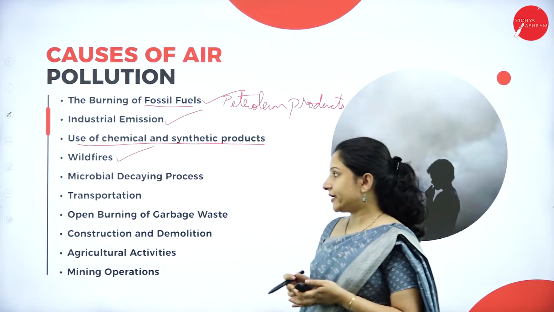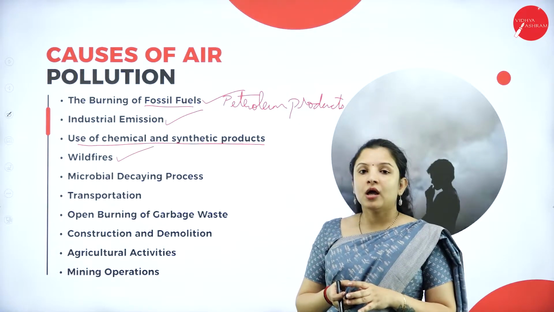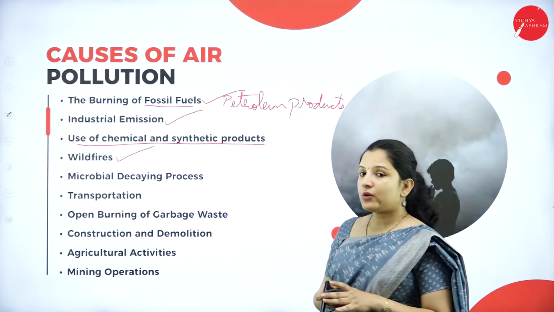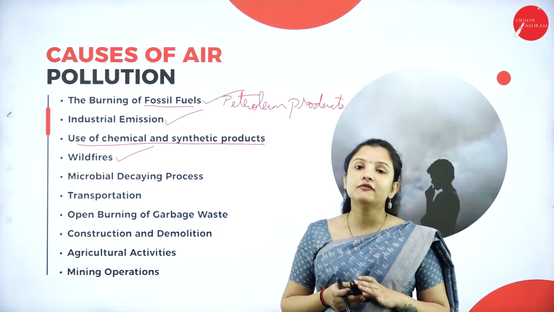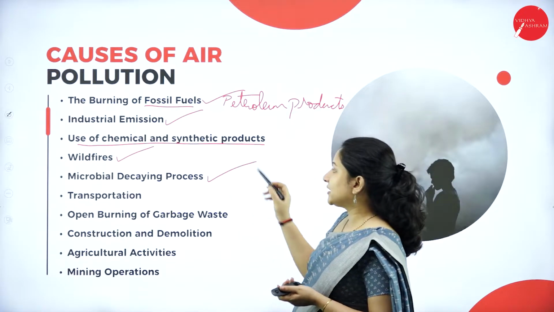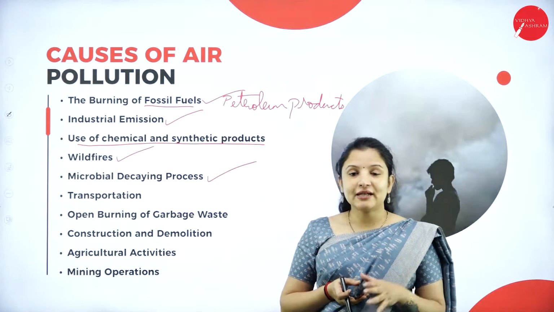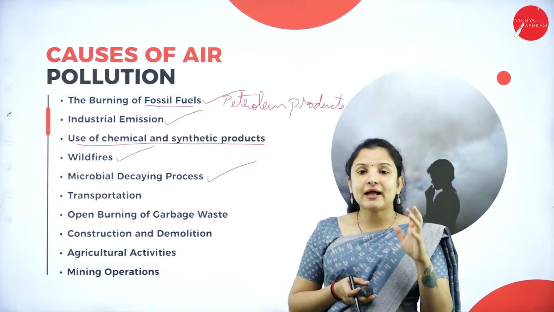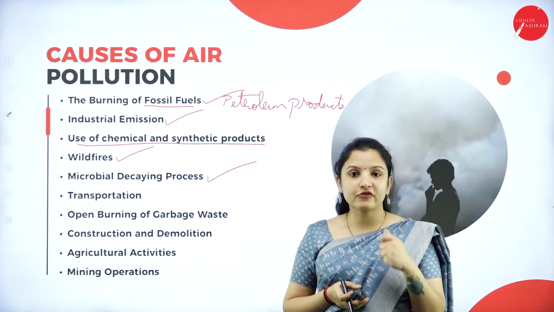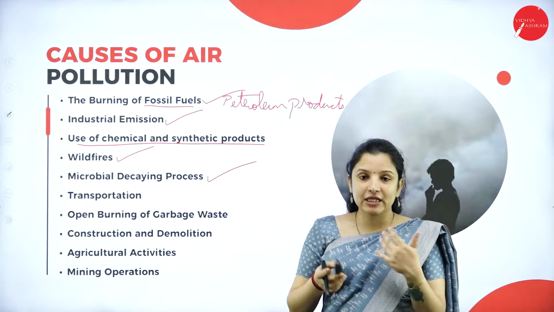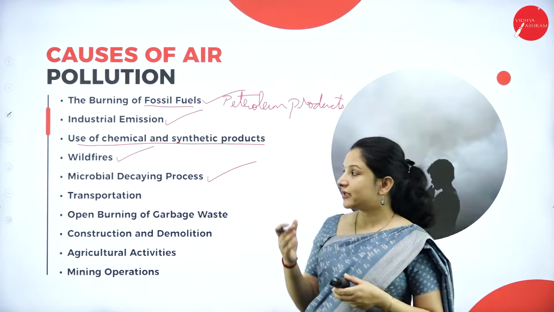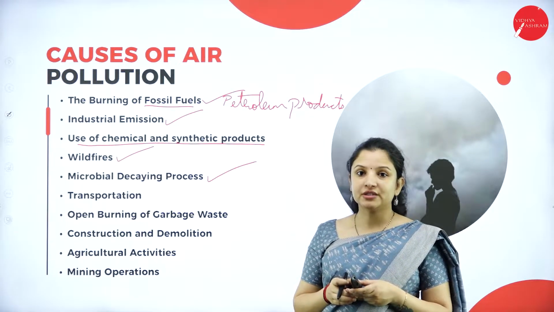Next is because of wildfires. Wildfires can be natural, especially during summer, and they can also be because of negligence by human beings. These wildfires cause the emission of a lot of carbon dioxide gas to the atmosphere, causing air pollution. Next is the microbial decaying process. For example, it was said that the cow is one of the animals responsible for the increase in greenhouse gases. Why? Because cow dung contains a lot of methane. When microbes act on the cow dung to decay it, a lot of methane escapes into the atmosphere, therefore causing a greenhouse effect. That is how the microbial decaying process also causes air pollution.